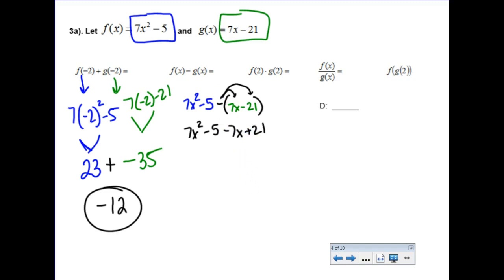What I would like you to do, however, is simplify as best you can. So the negative 5 and the plus 21 are going to combine together for a plus 16. So 7x squared minus 7x plus 16. Standard form answers are the best when given a choice.